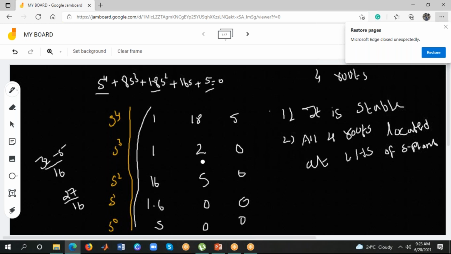So the elements of the first column of the Routh array are observed, and all elements are positive. There is no sign change. Hence all the roots are lying on the left half of the s plane and the system is stable. Okay. So this is the first one. Now let's see the second one.